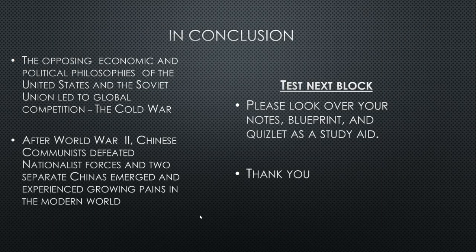So just a little bit of a wrap up for us today. Some of the big ideas: the opposing economic and political philosophies of the United States and the Soviet Union led to this global competition that became known as the Cold War. Again, Cold War is referred to this way to explain the tensions or hostilities. There was no direct fighting between the two powers, but certainly that sense of competition is going to be there. In addition to that, after World War II, Chinese communists defeated the nationalist forces, and two separate Chinas emerged and experienced these growing pains as they try to catch up with the modern world.